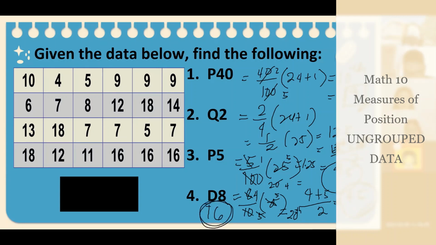So, ito yung mga sagot. Number 1 is 9. Number 2 is, anong sagot natin sa number 2? 9.5 yung number 2 pala. Number 3 is 4.5. And number 4 is 16. I hope you got all correct. Question?